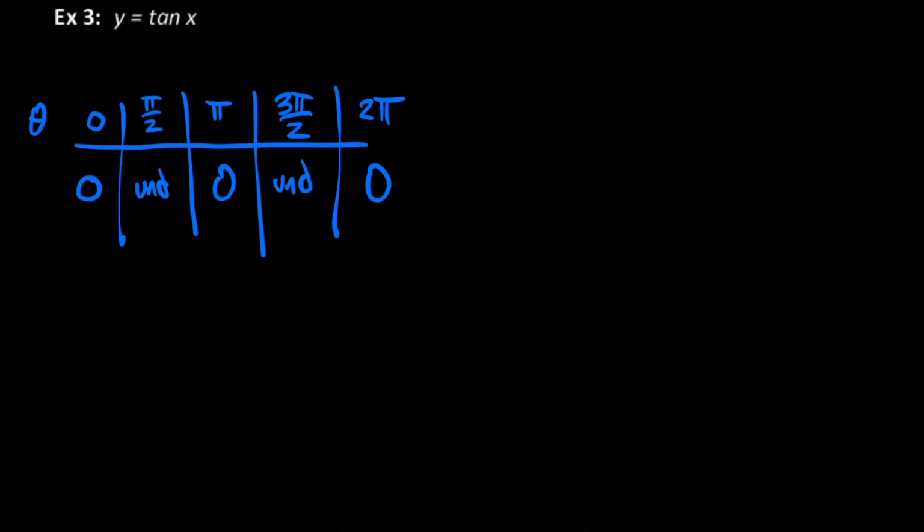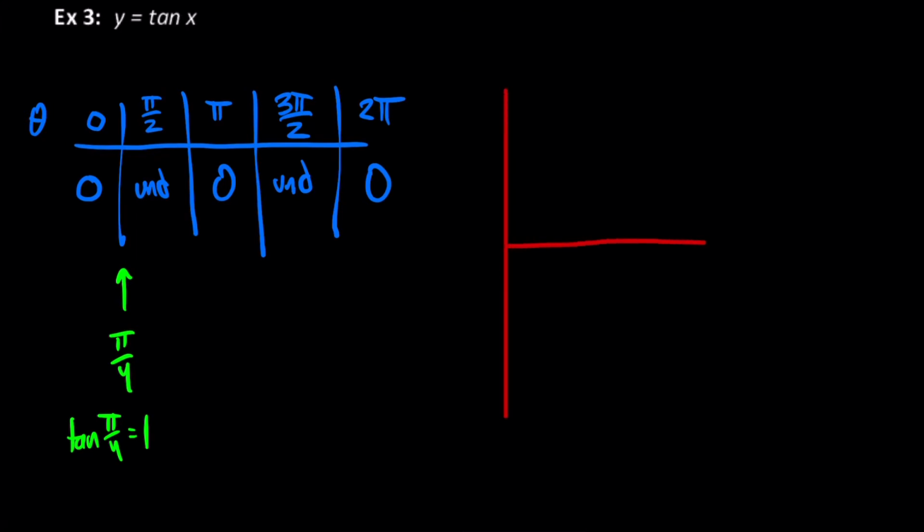But I want you guys to remember this. In between here, 0 and 2 pi, I've got pi over 4, which is 45 degrees. And if you think of your 45, 45, 90 right triangle, tangent of 45 is 1. So let's remember that when we sketch this graph. Okay, so here's my y-axis, x-axis, and I'll label it the same way I labeled the one up above. Got pi over 2, pi, 3 pi over 2, and 2 pi.